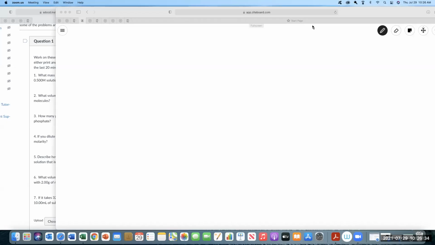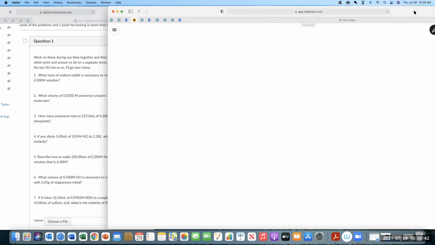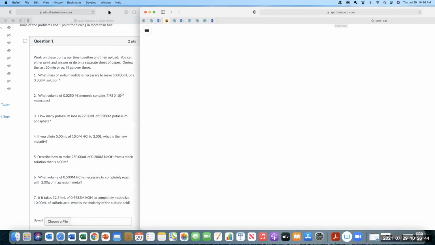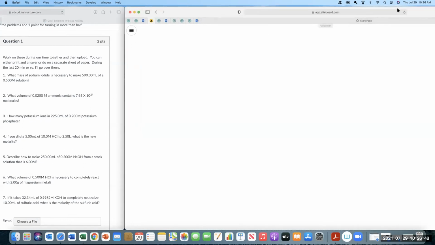All right, so, whoops, got to go to screen share. All right, I'm just going to go ahead and walk through these. So the first one is, let me just move things, let me do a little bit of bookkeeping here as far as space goes.